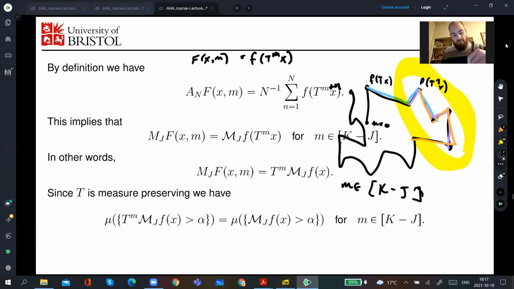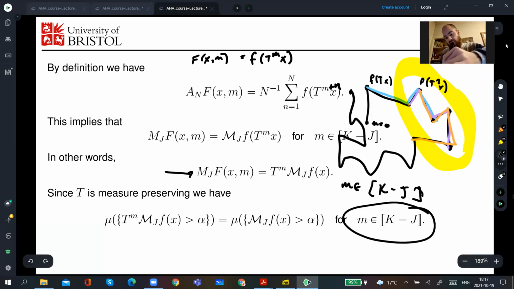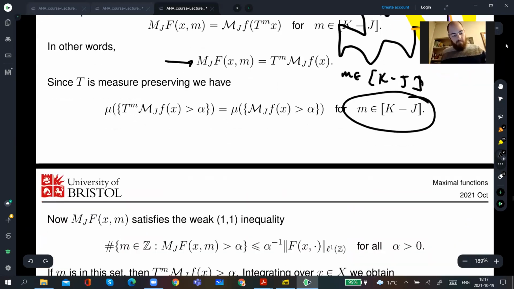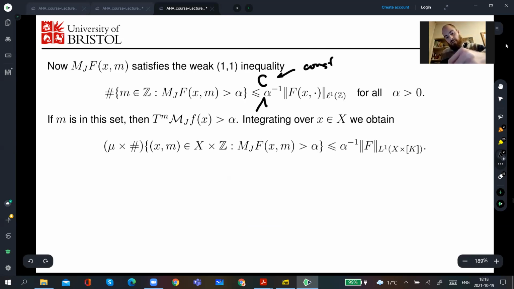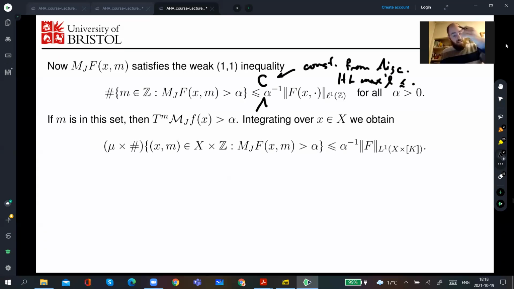And again, since T was measure preserving, I get an equality of these level sets, because each set is just a mu measurable set. And I get that in some slightly smaller range. Basically, I have to ignore the first few values so that I can get the parts that overlap all the way. And now our transfer function, as a function in just the integer variable, satisfies the discrete Hardy-Littlewood maximal inequality. There's some constant C here coming from the constant of the discrete Hardy-Littlewood maximal inequality, which we get to apply to each layer in terms of x.